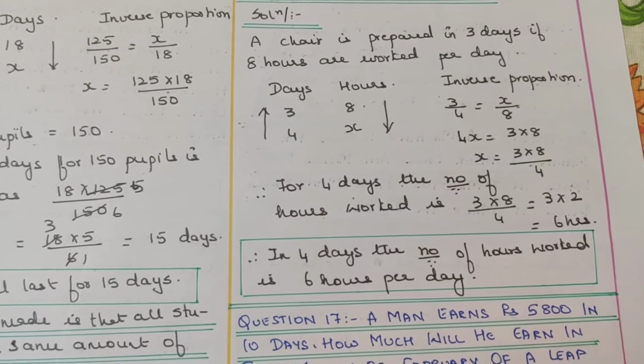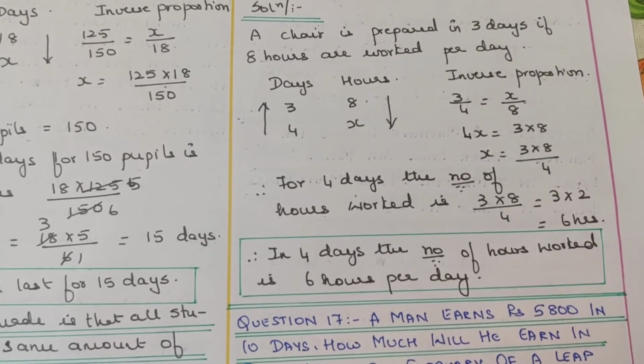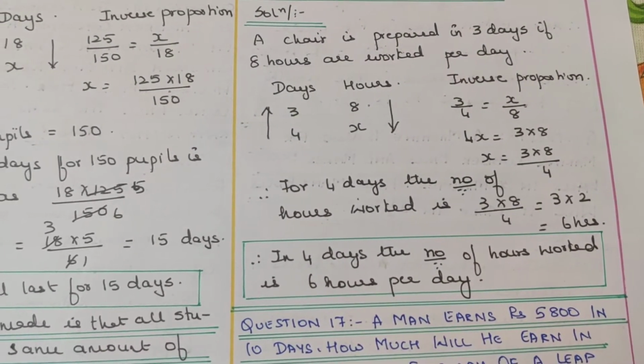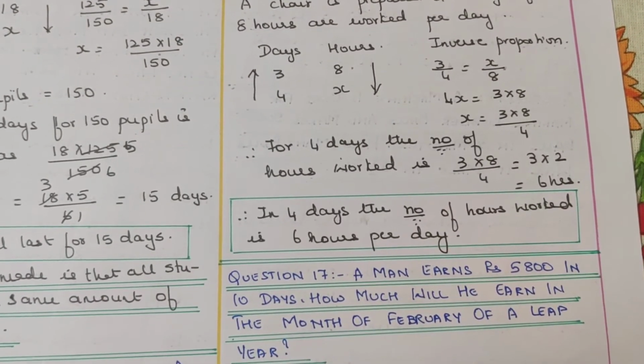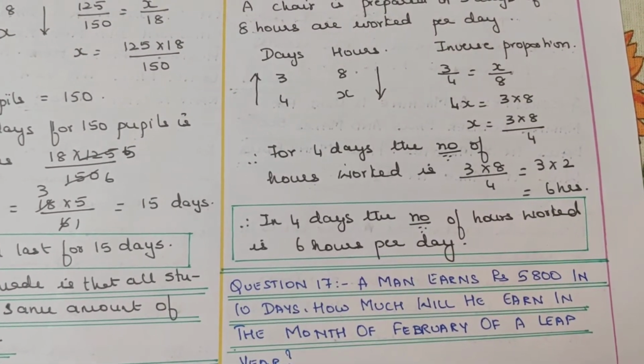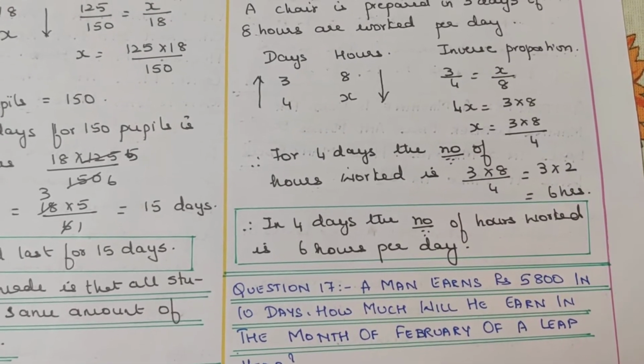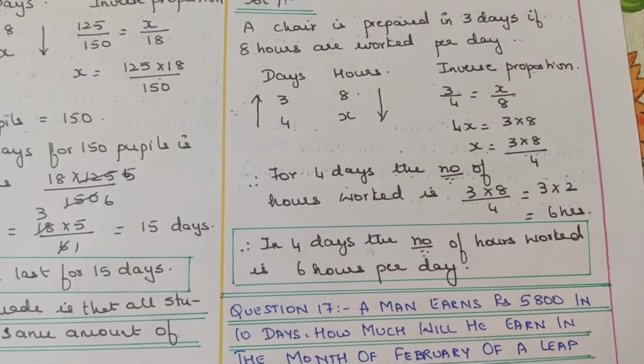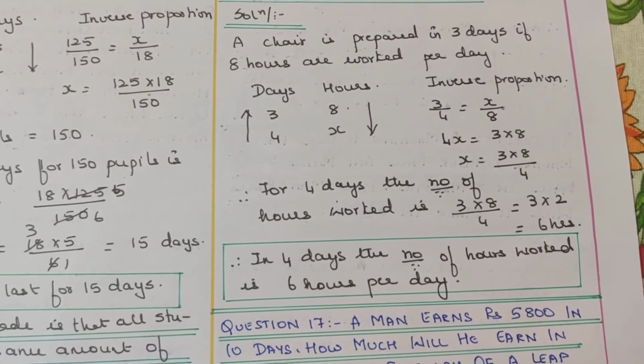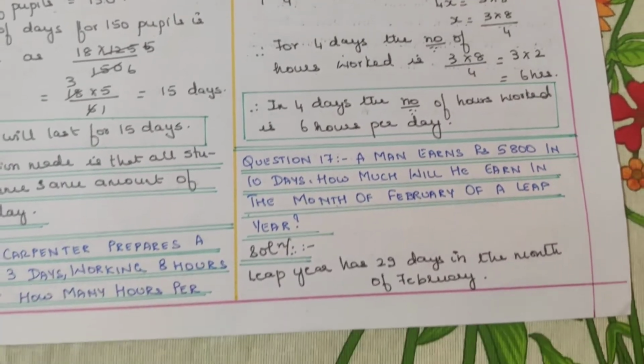Therefore, for 4 days the number of hours worked is 3 into 8 by 4, that is equal to 3 into 2, that is equal to 6 hours. Therefore, in 4 days, the number of hours worked is 6 hours per day. Alright, just pausing for a few seconds for you to understand the calculation. Pretty simple calculation. Let's move on to the 17th sum.